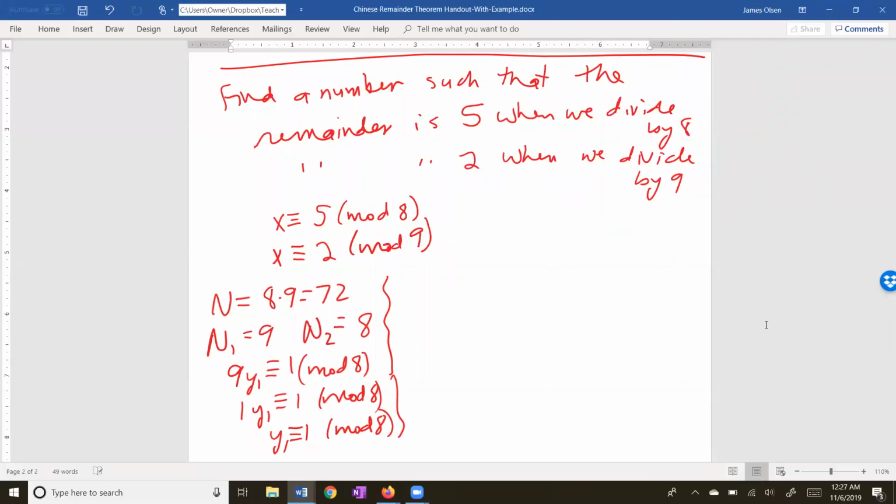The other congruence I need to solve is N2 y2 is congruent to 1 mod 9. And testing out all my possibilities, the y2 value that works is 8, because 8 times 8 is 64, which is 1 bigger than 63. So now I'm ready to plug in to get my x value.